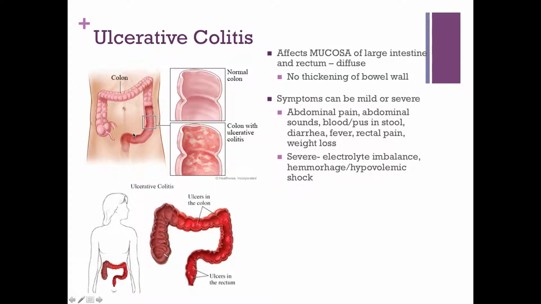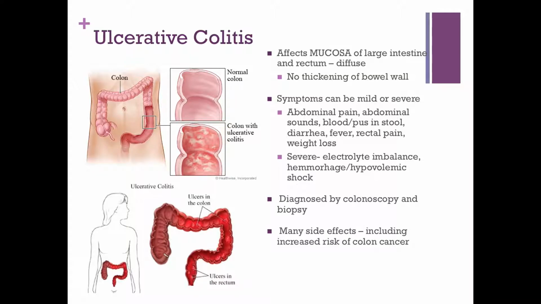In severe flares of ulcerative colitis, there could be electrolyte imbalances because, again, of losing a lot of water to the diarrhea, hemorrhage, and that's blood leaving the circulation. But in this case, it can be so much bleeding that you see hypovolemic shock, low blood volume, driving a shock response. So this is diagnosed by colonoscopy and then a biopsy while they're exploring with the little scope down there. And there's tons of side effects of ulcerative colitis.